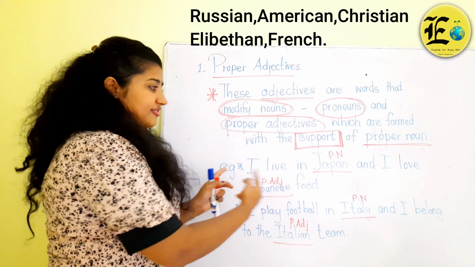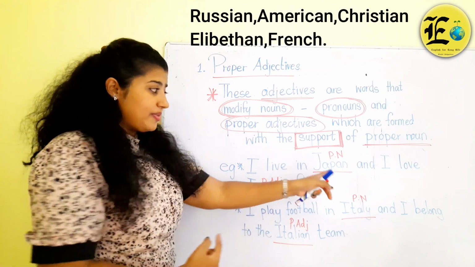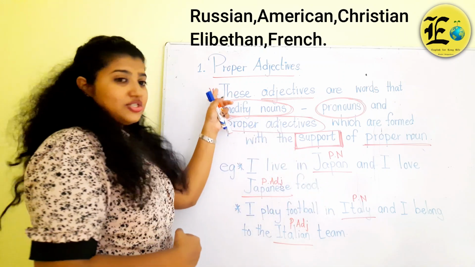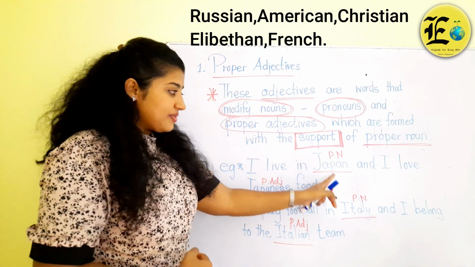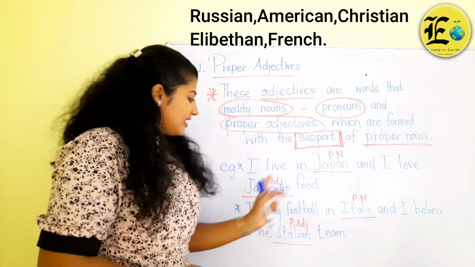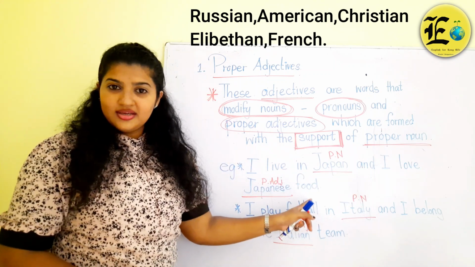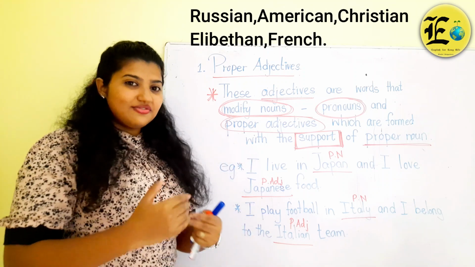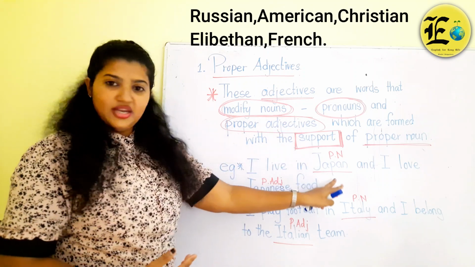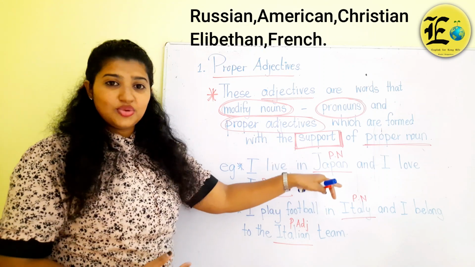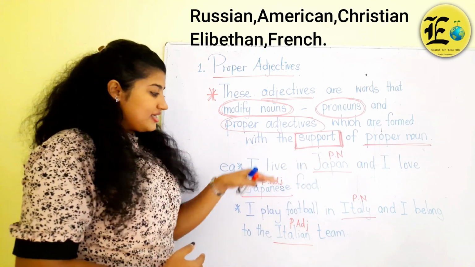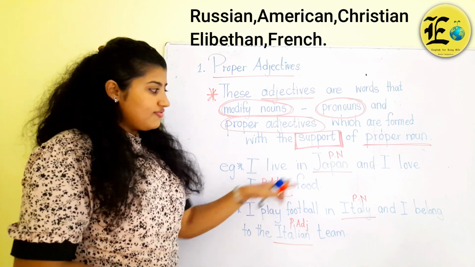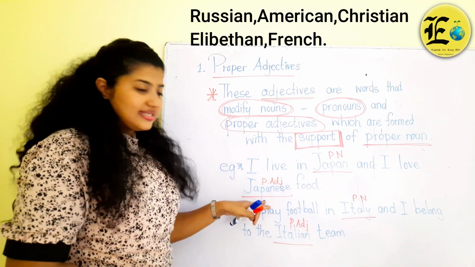So in the first part of the sentence you have a proper noun, and the next part of the sentence includes a proper adjective. I live in Japan and I love Japanese food. So it's clear that a proper adjective is formed with the support of a proper noun. In the first part of the sentence you have the proper noun Japan, and in the second part you have the proper adjective which is formed from the proper noun Japan, and that is Japanese.